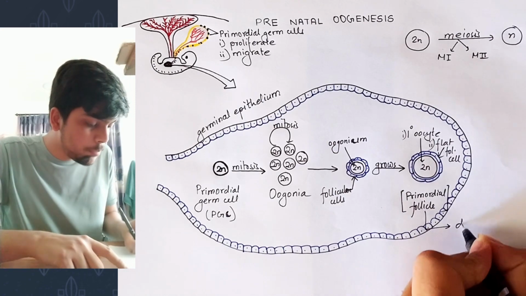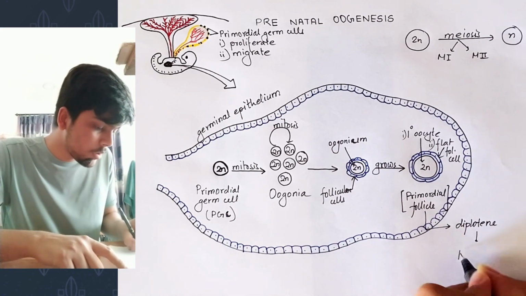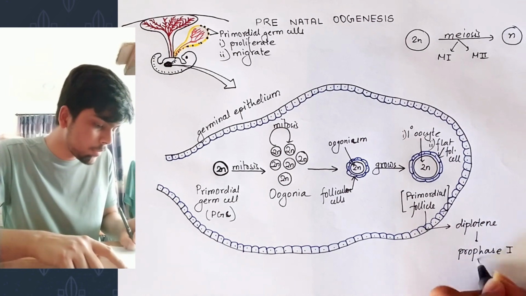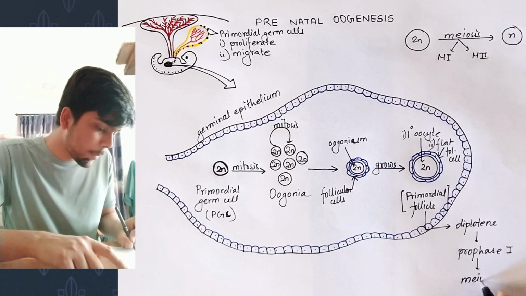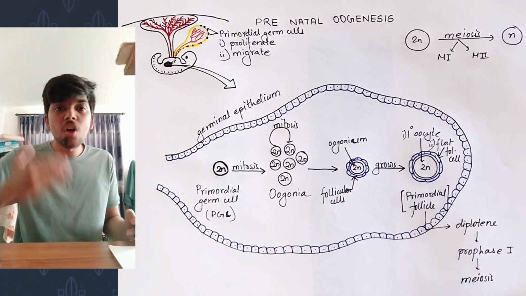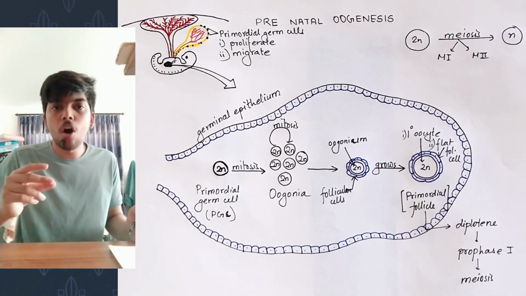During the diplotene stage of prophase 1 of meiosis 1, the primary oocyte stops its cell division. Basically, it becomes inactive automatically.